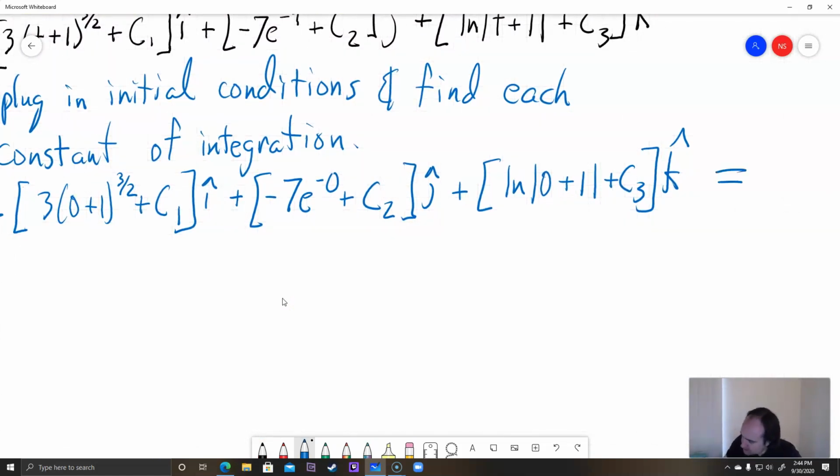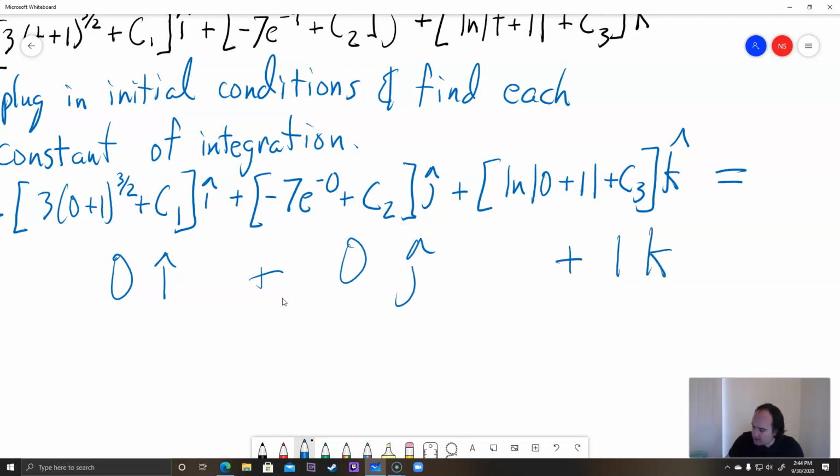And so this whole thing is actually equal to k. And what's important there is, since it's just equal to k, that means i and j are both 0. So in other words, this is all equal to 0i plus 0j plus 1 times k. Because if it's equal to k, that's the same as 0i plus 0j plus 1 times k.